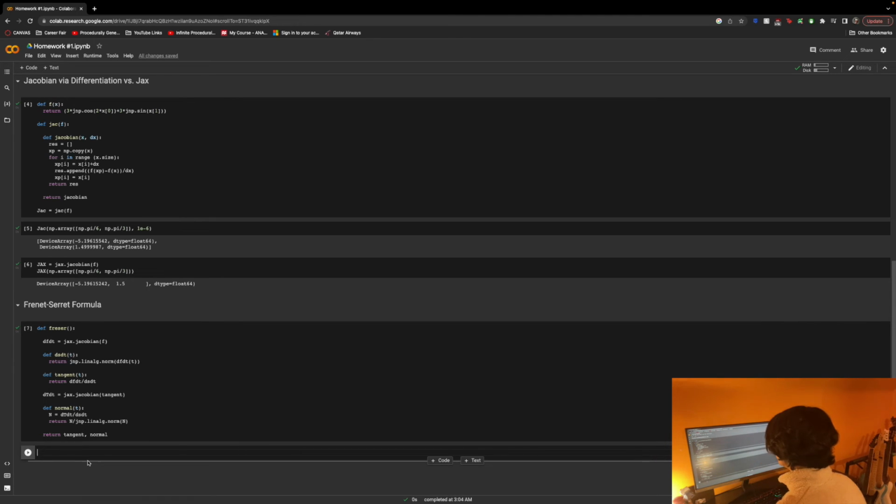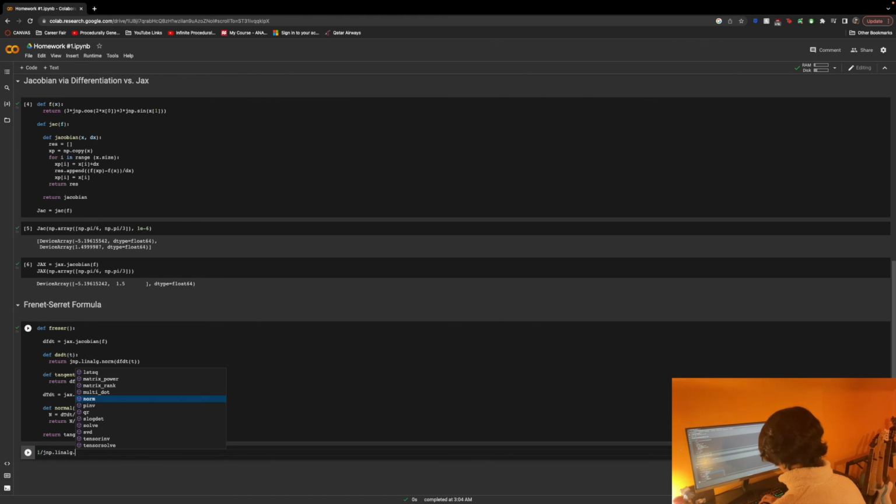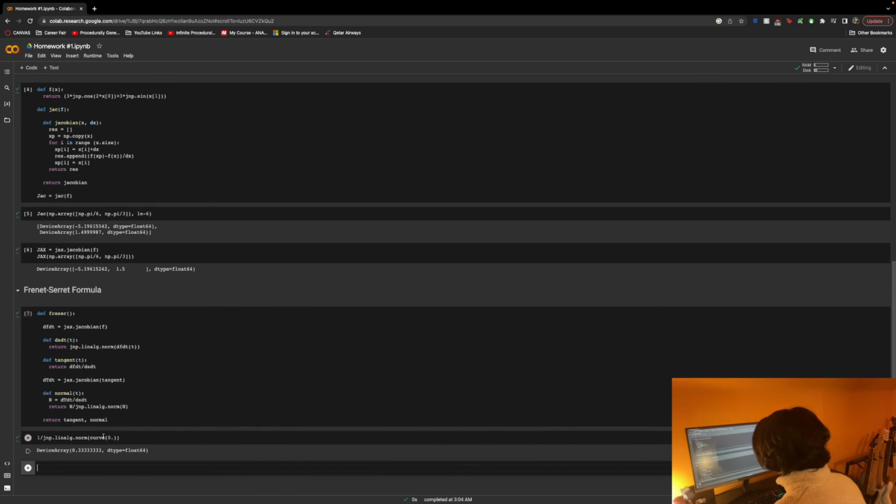So there's that. Another interesting thing is that we can also find what our curvature is going to be. That can simply be calculated by finding the reciprocal of our normal vector's magnitude. So basically what we need to do is 1 over jnp dot linear algebra dot normalize. So we'll take our curve and we'll try to calculate our curvature at 0.0. So calculate that. So that's basically 0.33.